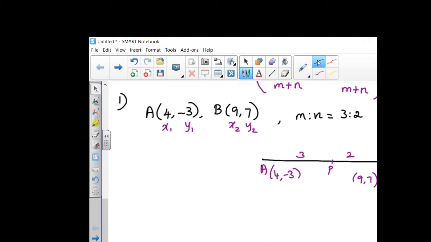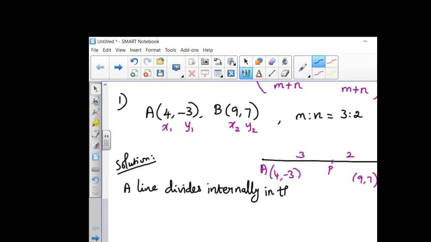A line divides internally, because the point is inside the line, between the points A and B, internally in the ratio m is to n.